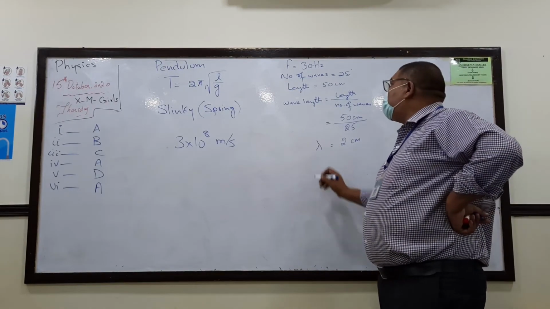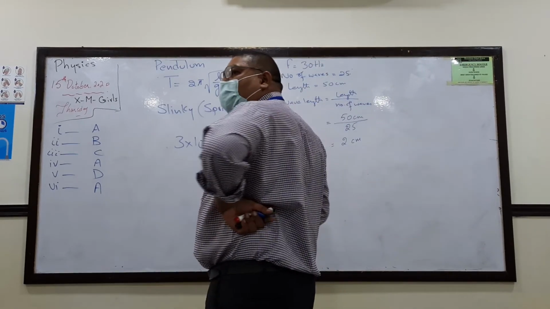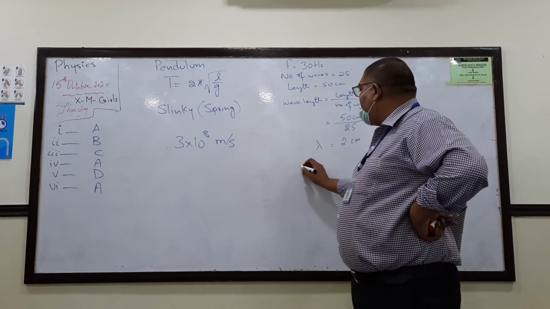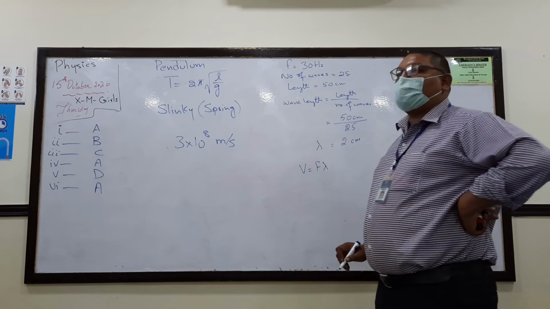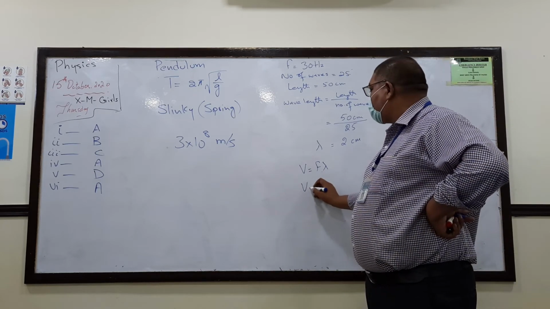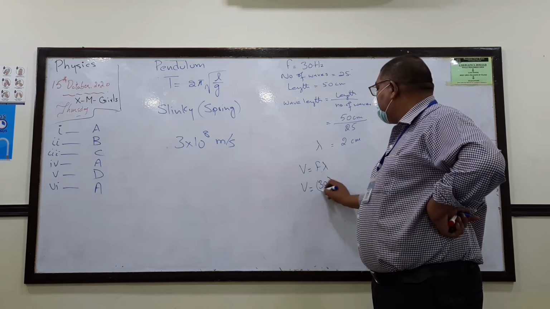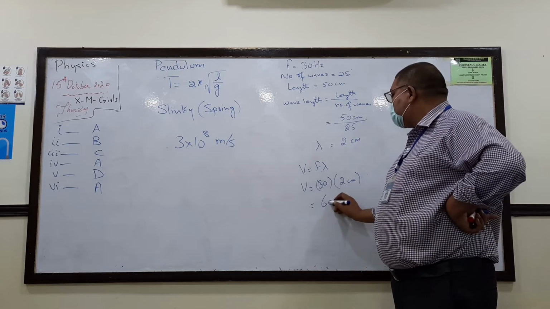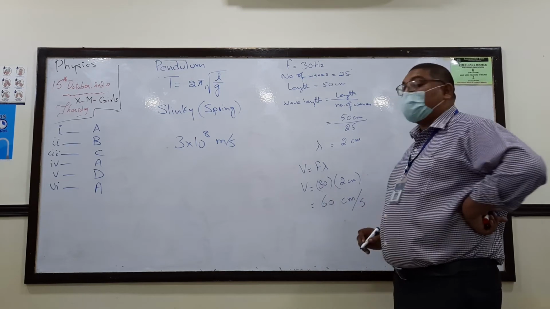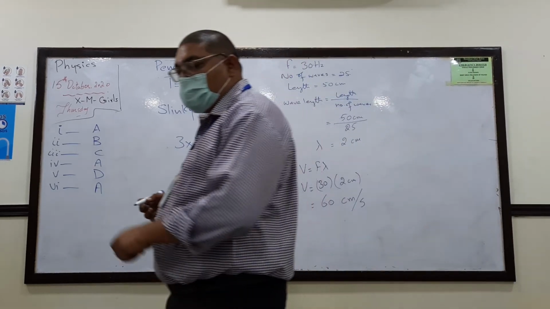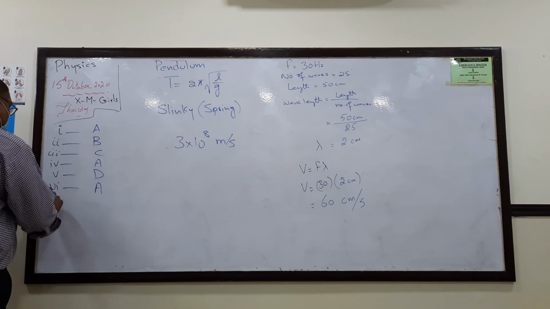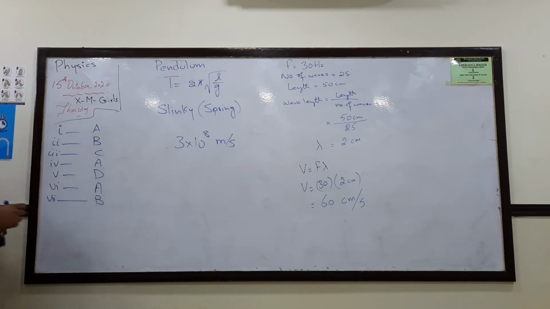This is represented with lambda. And you have heard the wave equation, a very famous equation. The formula is V = f λ. So what's the V? That's the question. The frequency is 30 hertz, and the wavelength is 2 centimeters. So the answer will be 60 centimeters per second. Do we have this option? Yes, 60 centimeters per second, B. So for question number 7, B is the option.